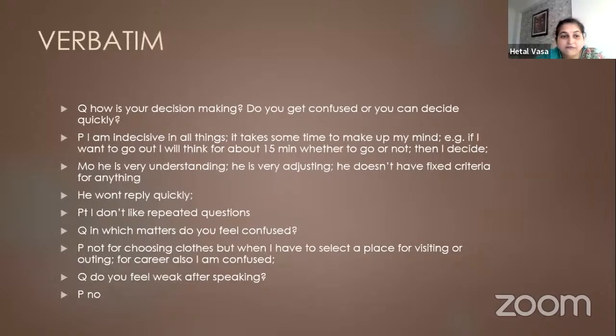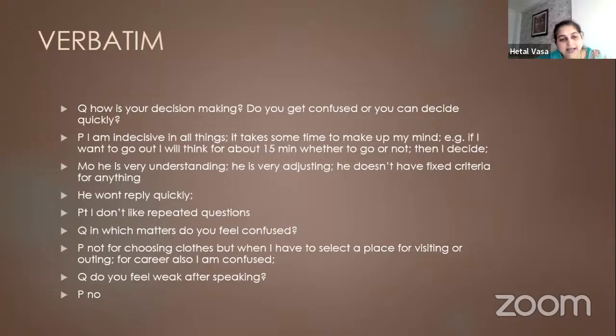For an example, if I want to go out, I will think for about 15 minutes whether to go or not. Then I decide. So this is also very significant. I noted it 3 marks, whether he wants to go out or not, 15 minutes to decide that. So mother is very understanding. He's very adjusting. He doesn't have fixed criteria for anything. So he's very flexible and understanding fellow, and he's not stubborn, mother says.